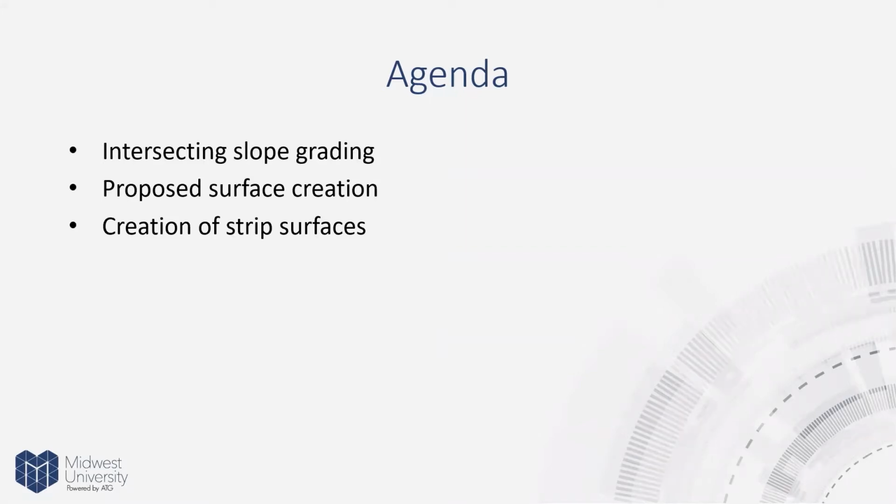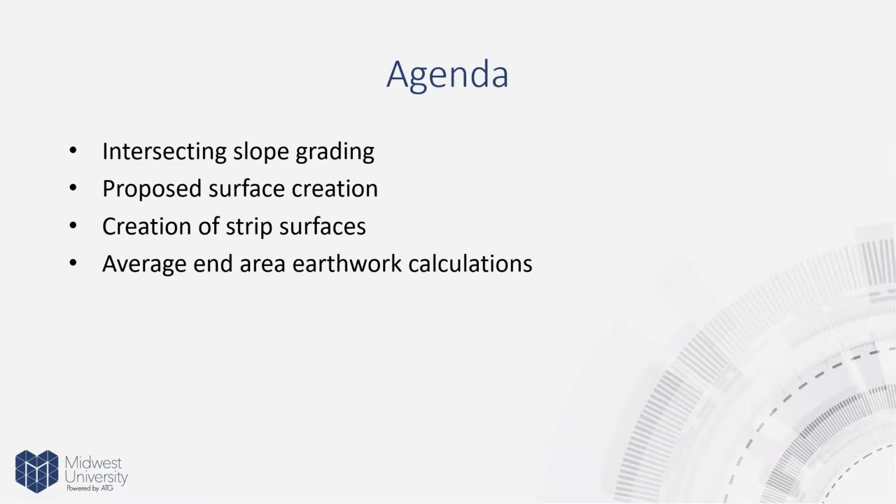Then we're going to look at the creation of strip surfaces and how you can take your existing surface, hold that down, and utilize it in your average end area earthwork calculations, and the different options you have to pull out quantities from average end area, as well as using the TIN subtraction calculations to verify some numbers. Working both directions verifies that your numbers are right, so you're not just leaning on one set of numbers and thinking that's accurate. Always good to double check. And then hopefully some time at the end for a little Q&A.